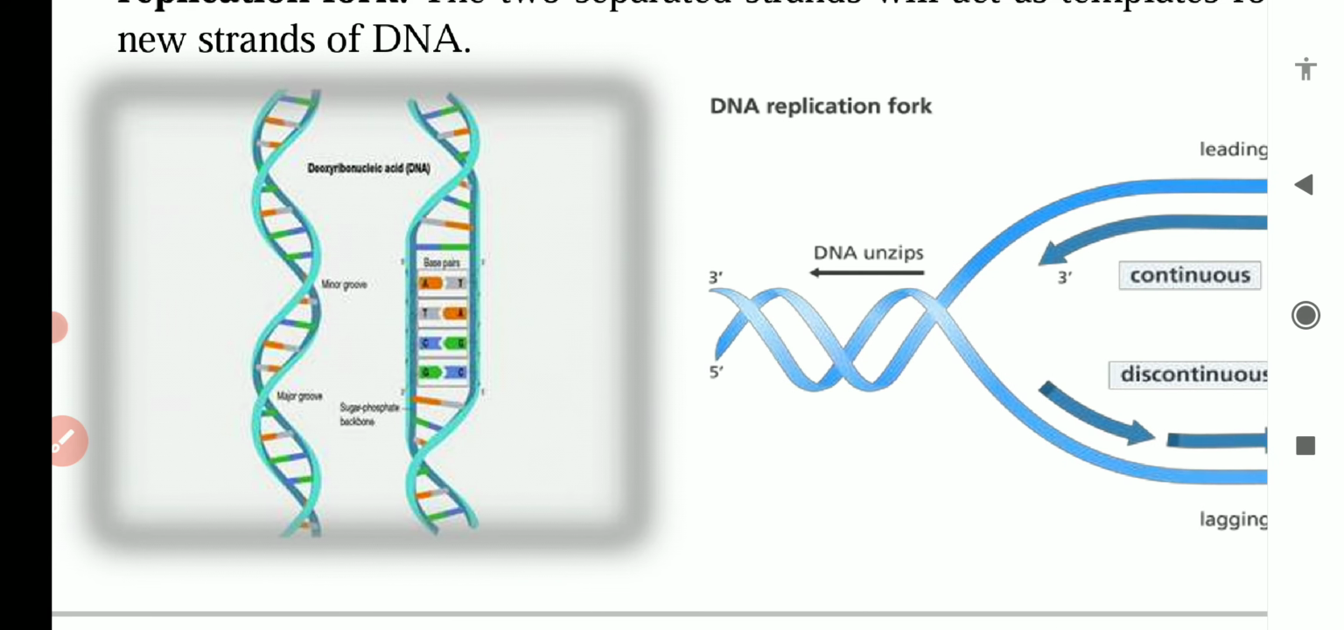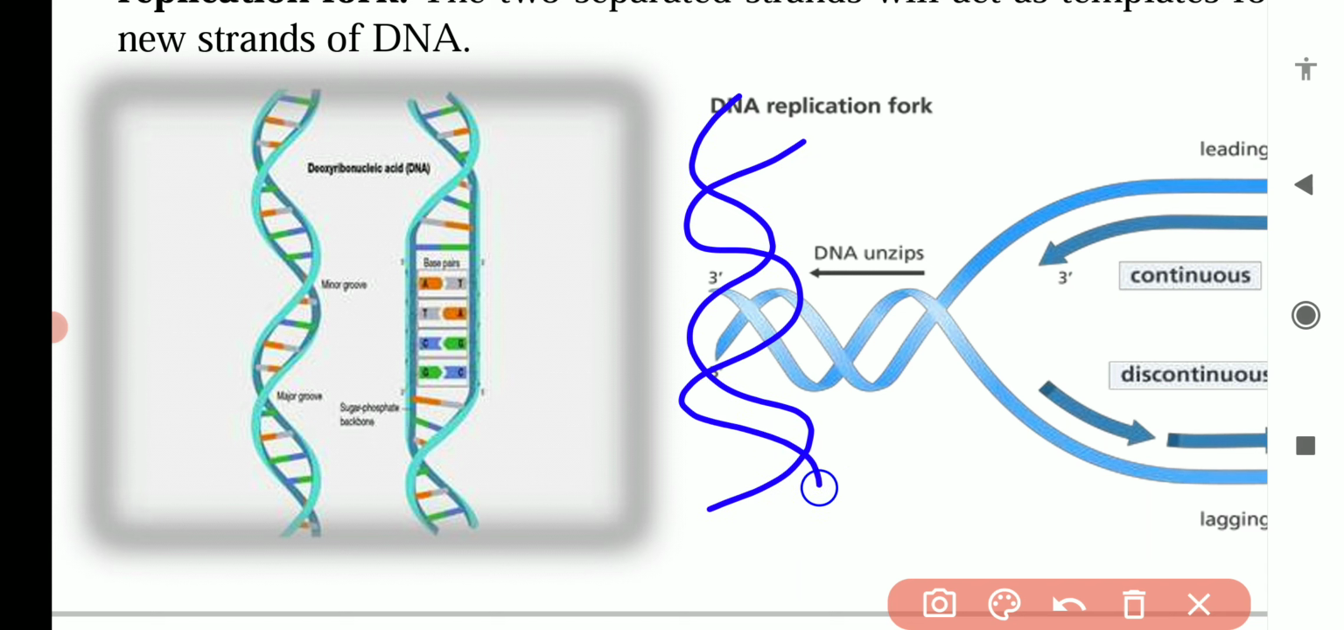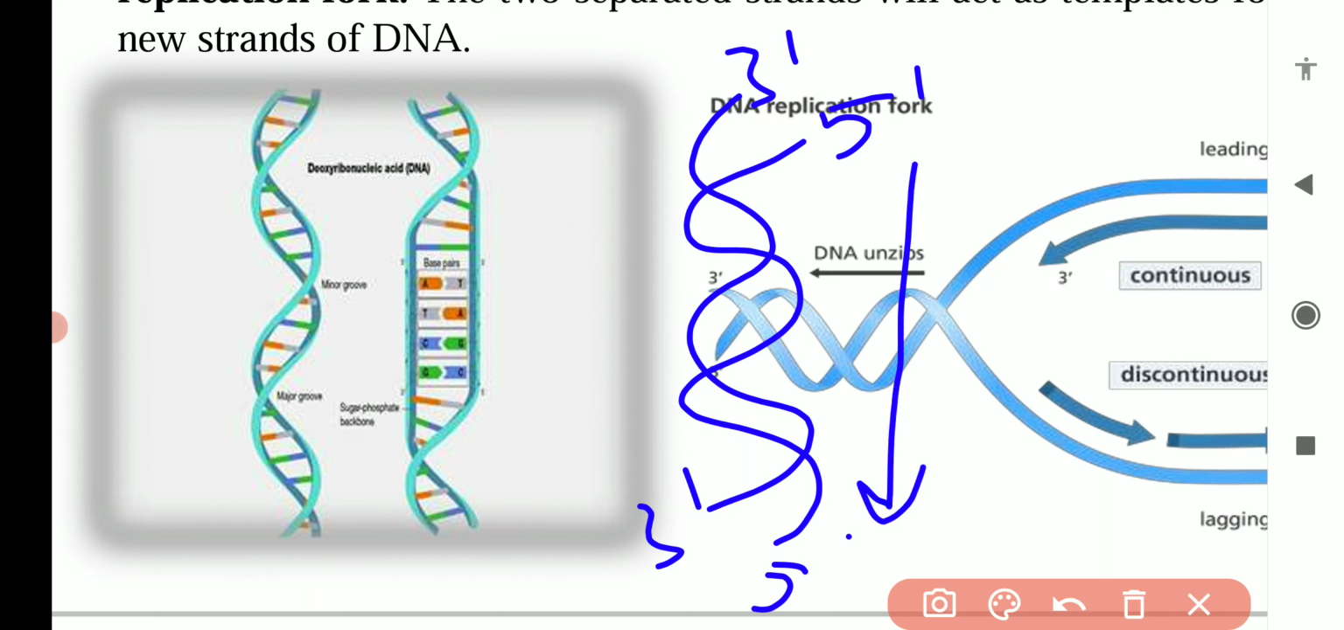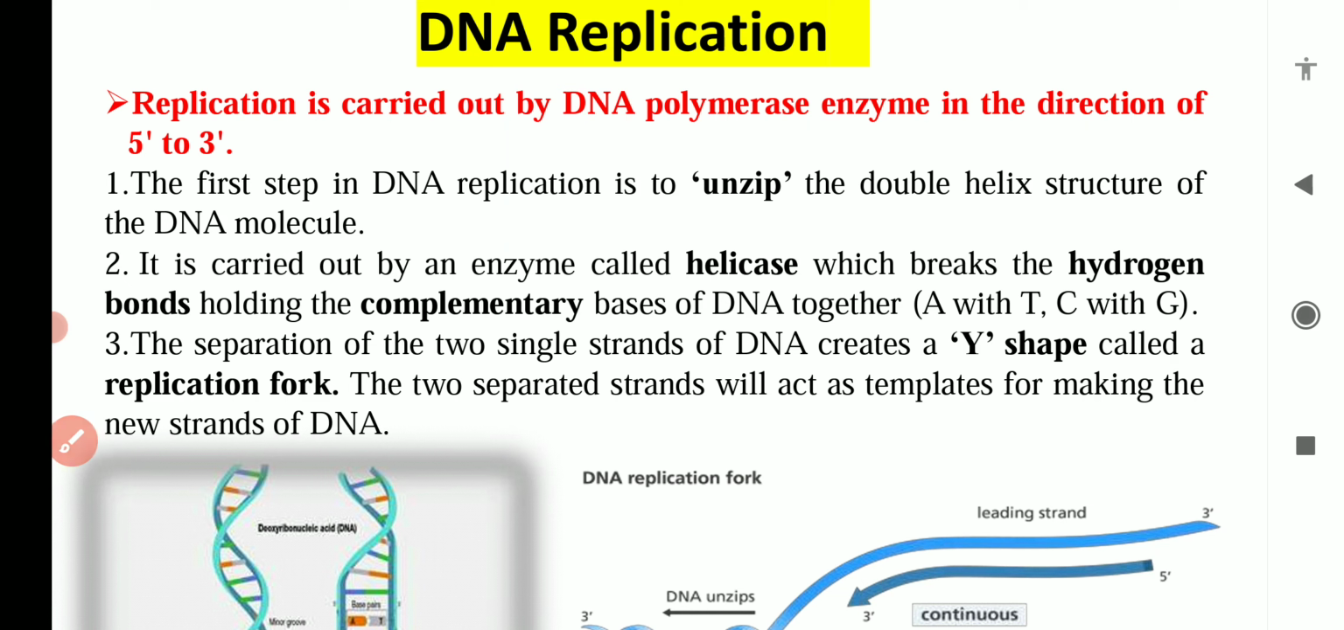We were discussing DNA structure, and we said that DNA is a double helical structure. Double helical means it has two strands. One strand has the orientation 3' to 5', and the other has the opposite direction, that is 5' to 3'. So DNA replication is always carried out in the direction of 5' to 3'.